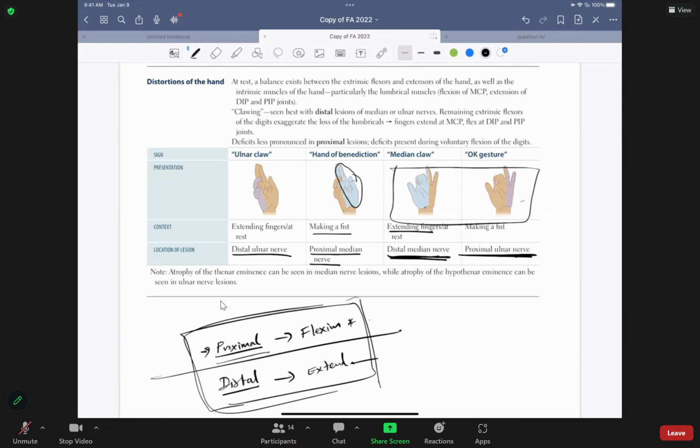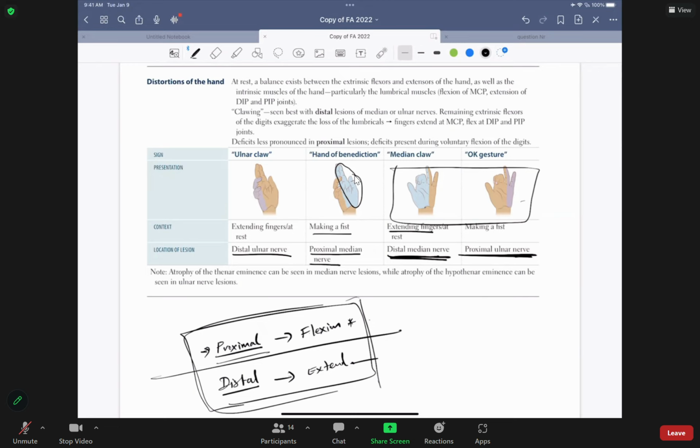So I'm trying to flex, but I cannot flex. Where is the problem? That's a proximal median nerve, right? Proximal median nerve, because I'm trying to flex all 5, but I'm able to do the 4th and 5th, but not the first 3. Is that clear, folks?